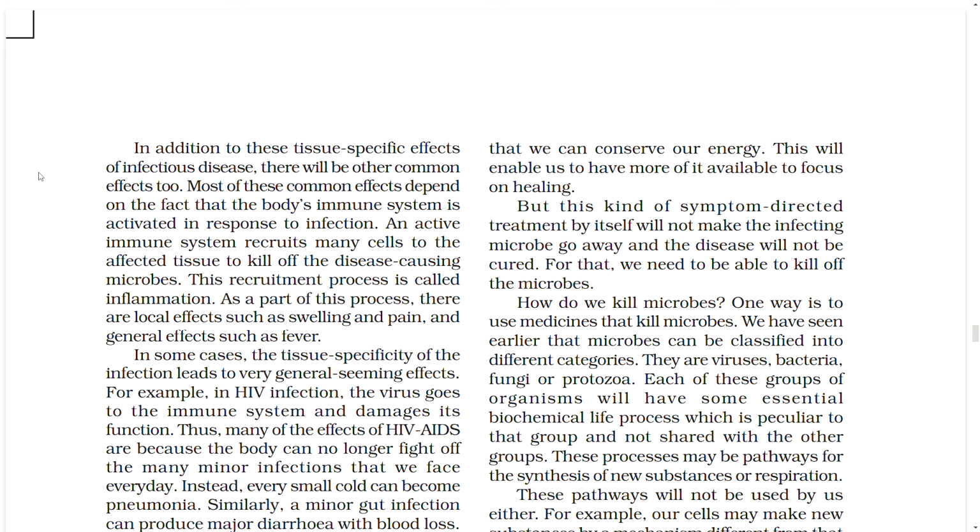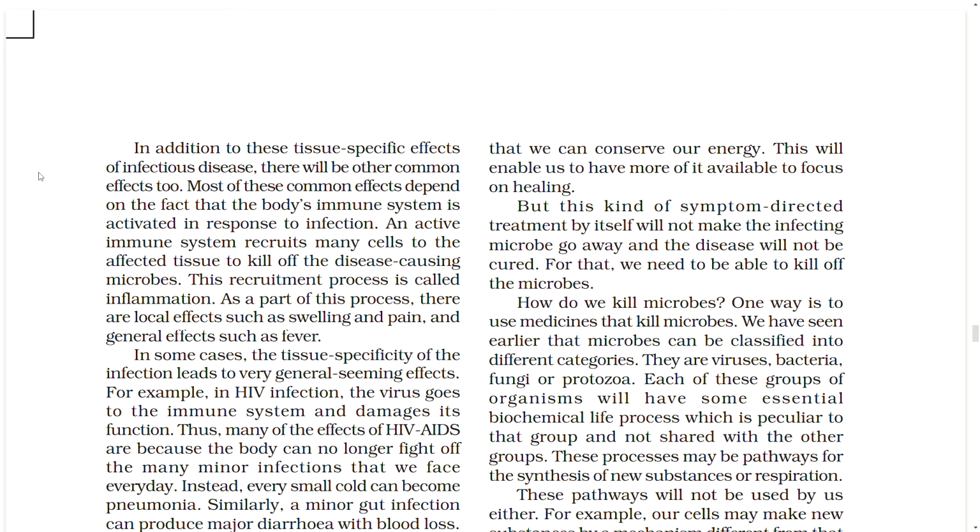How do we kill microbes? One way is to use medicines that kill microbes. We have seen earlier that microbes can be classified into different categories. They are viruses, bacteria, fungi, or protozoa.